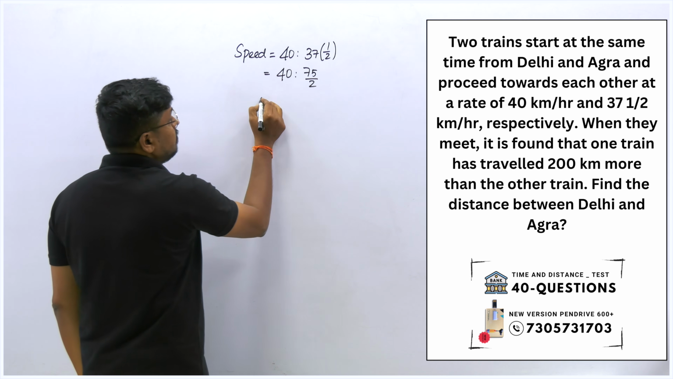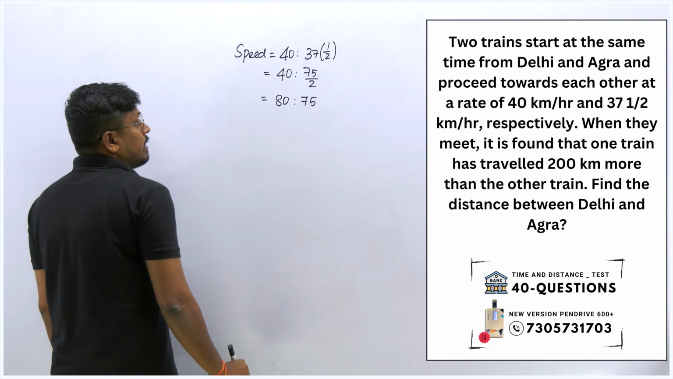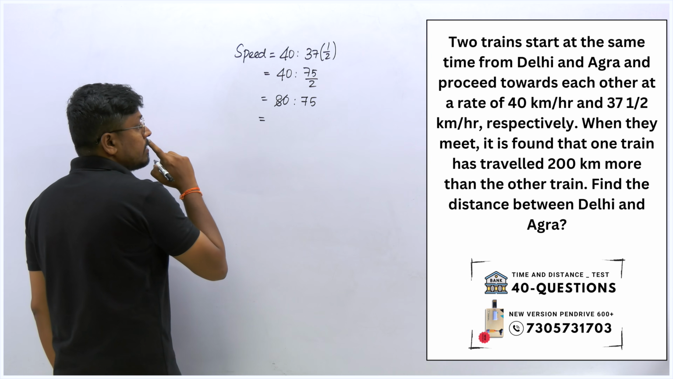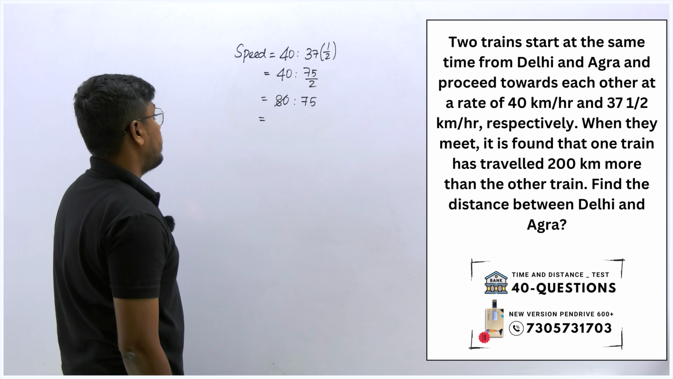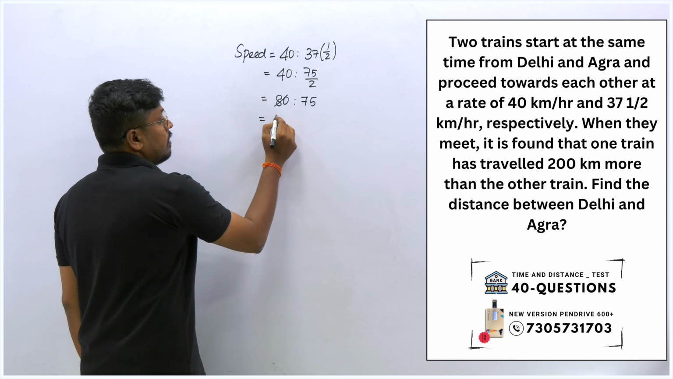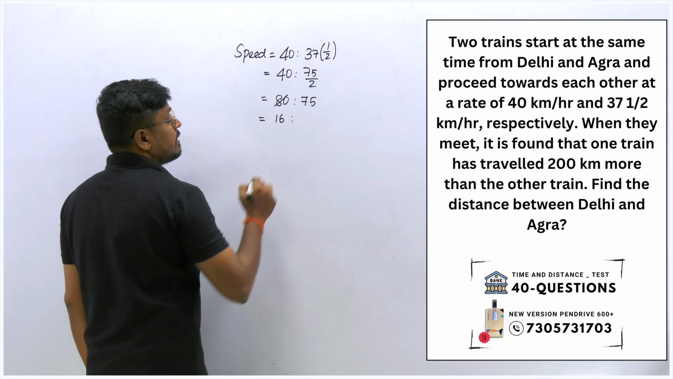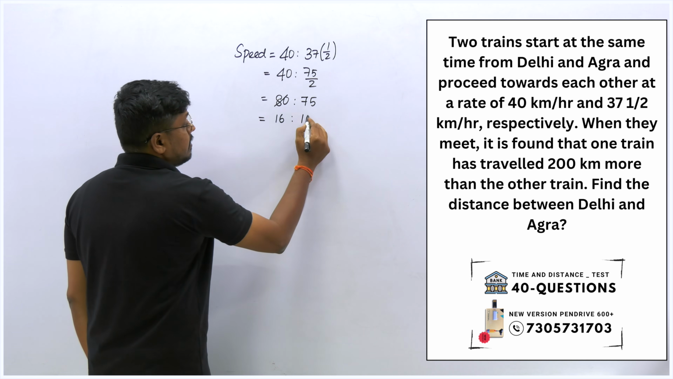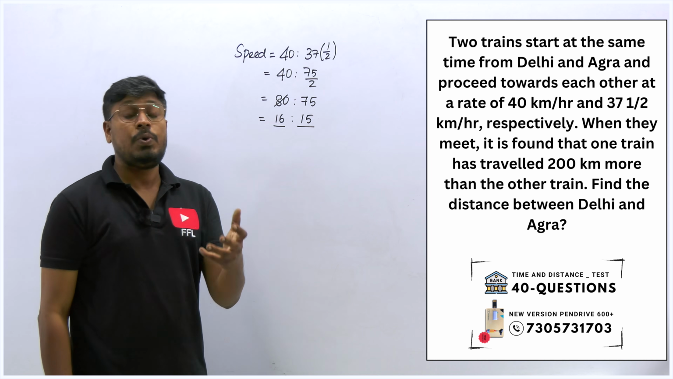75 divided by 2. So the resultant will be 80 is to 75. So we can cancel this on the 5 table. 1 5 is 5, 3 6 5s are 30. Cancel it on the 5 table. 1 5 is 5, so the remaining will be 5, 15. So 16 is to 15 will be the ratio of their speed.